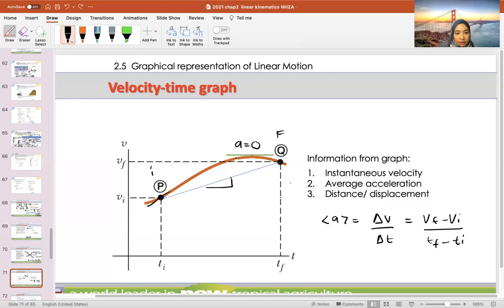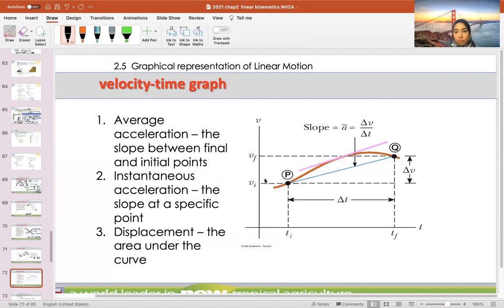And this one, at this point, your A is equal to positive value. At this point, your A equals to negative value. This is your instantaneous acceleration. And the blue line is your average acceleration. Okay, kat sini cakap yang blue line ni average. Kalau yang purple line ni adalah instantaneous velocity.